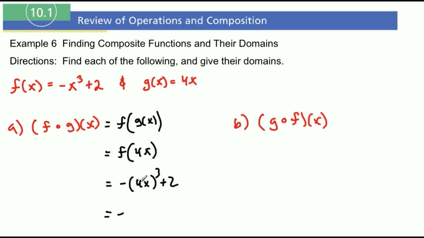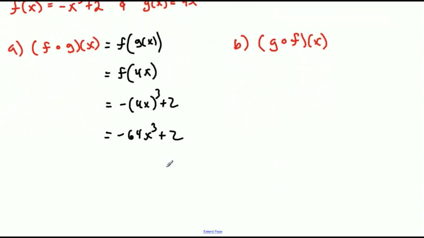All right, negative stays right there. 4 cubed is 64. x cubed is x cubed, plus 2. And there's nothing else we can do to simplify that. Now, to find this domain, again, we ask ourselves, are there any restrictions to this? Is there any number that we cannot plug in? Well, no, we can plug in every negative number, every positive number, and even 0. So the domain is going to be negative infinity to infinity.